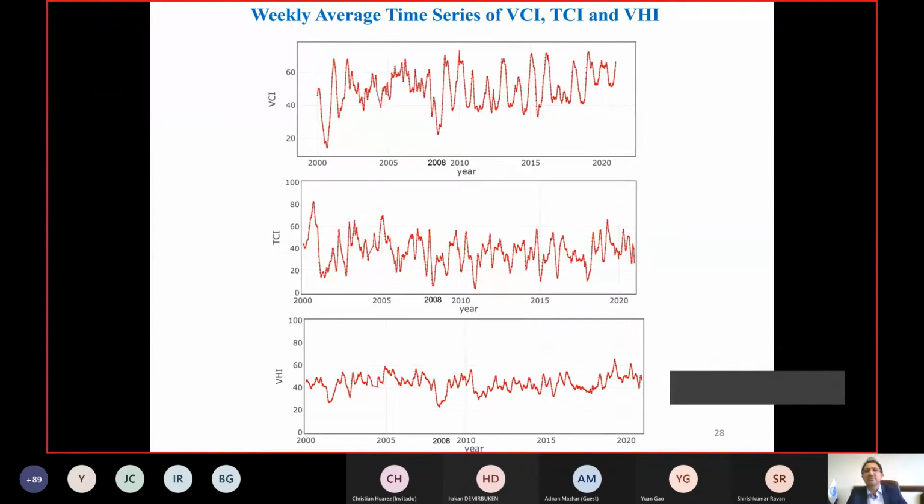Here you can see the weekly average time series of VCI and TCI, and also VHI. Again, in this time series analysis, you can see that based on all of these indices, 2008 is defined as a dry year. Here you can also see that in 2019, because of the huge amount of precipitation in the winter and in spring, the condition of the vegetation and the temperature is quite good.